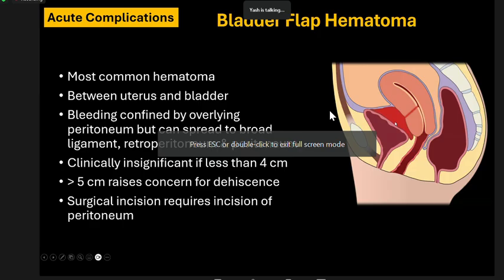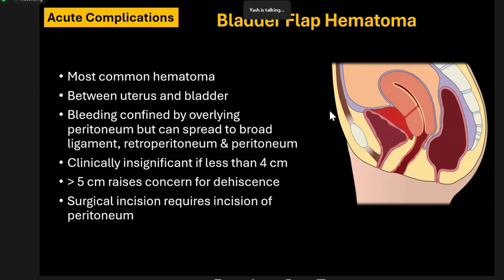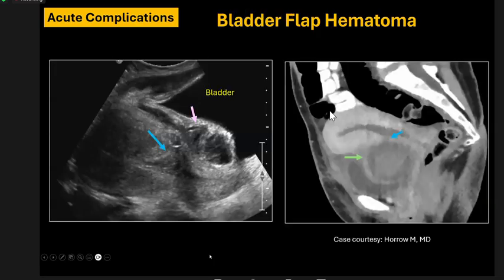It is, again, in the expected complications. If it is less than 4 or 5 centimeters, we don't even worry about it because it is known to resolve on its own. But if it is more than 5 centimeters, it raises concern for uterine dehiscence. So that's number one. Let's see how it looks on imaging.